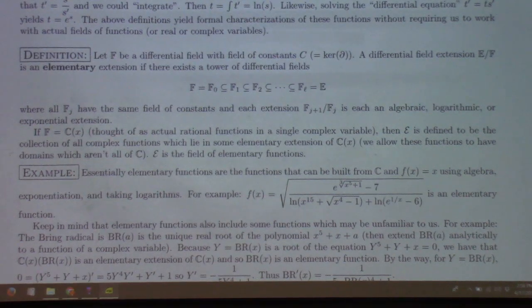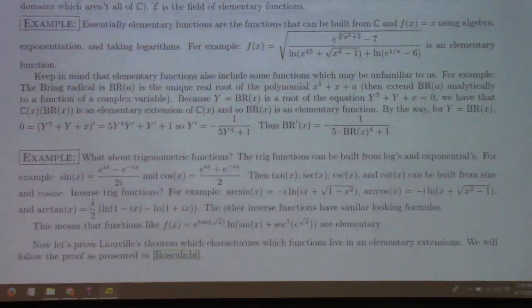Ooh. He said, keep in mind the elementary functions also include some functions which may be unfamiliar to us. For example, the Bring radical is the unique real root of this. That's an elementary function. Ugh. Okay. Well, anyway, that's an unpleasant comment. I'm going to go past it.